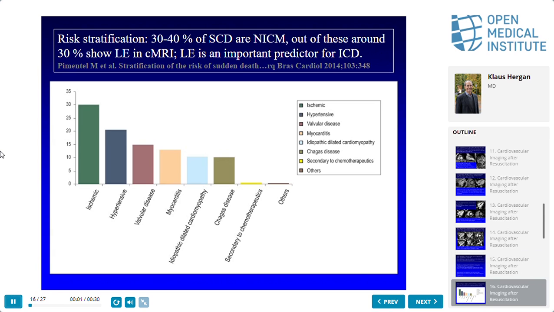Risk stratification is another point. As you can see on this table, what is responsible for sudden cardiac death is ischemic cardiomyopathies, and the other group are non-ischemic ones, and this makes around 40% of the causes for that. And in many of these cases, late enhancement is one of the most important findings there.